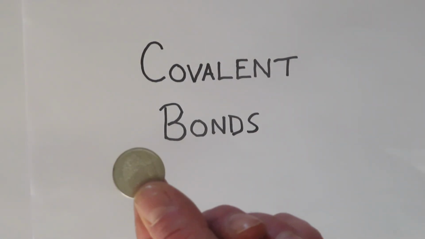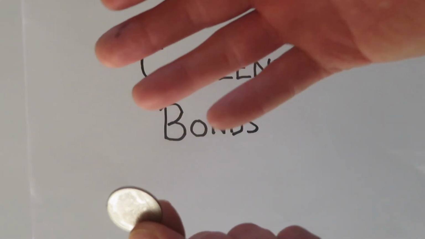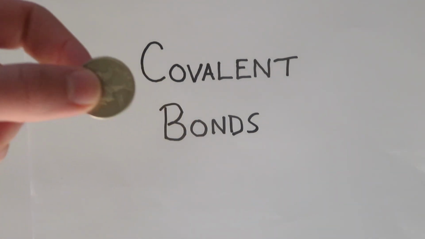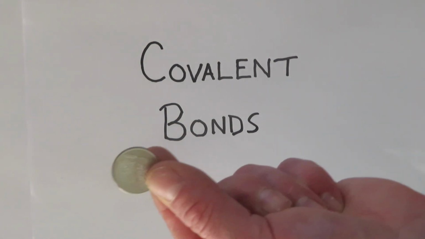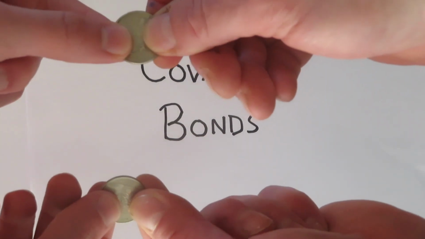So let's say this quarter represents my electron, and I have an electron, but my empty hand represents a need. And I have a partner here. My partner also has a quarter and an empty hand. How can we give each other a quarter and receive a quarter without losing our quarter? Just like this. It's sharing.